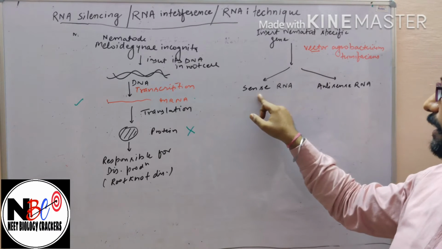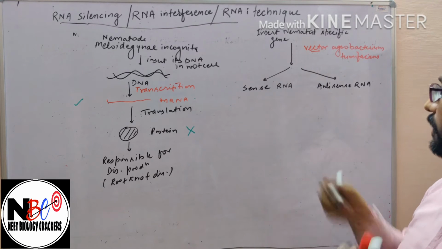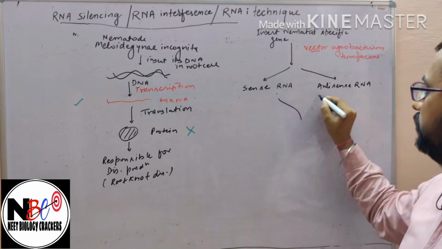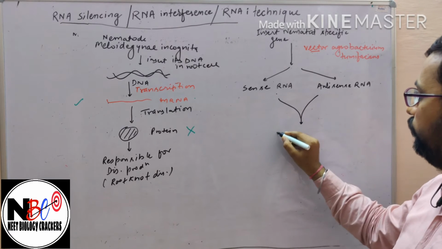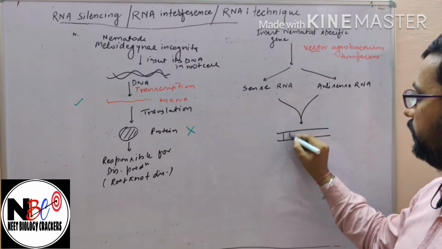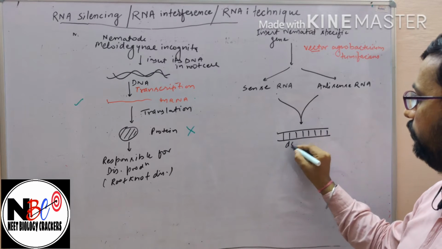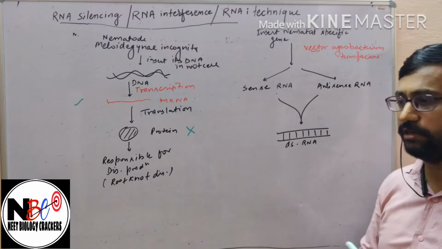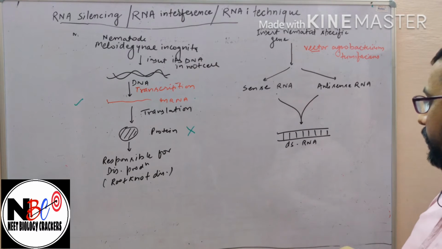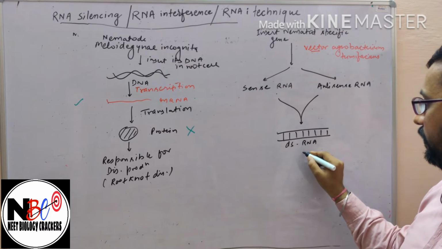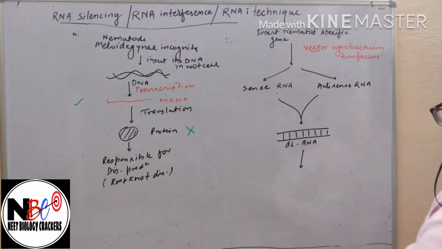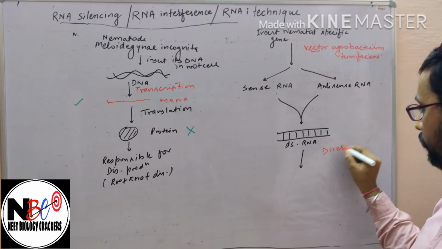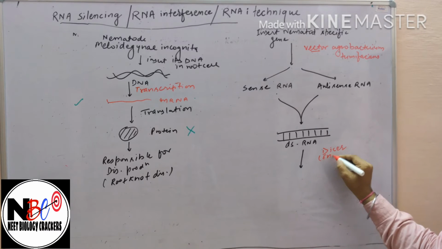This gene forms the sense and antisense RNA, and because both these RNAs are complementary to each other, they form the double-stranded RNA. Both sense and antisense RNA fuse and form the double-stranded RNA. As this double-stranded RNA is produced, it activates the enzyme that is called dicer, which is a type of endonuclease.